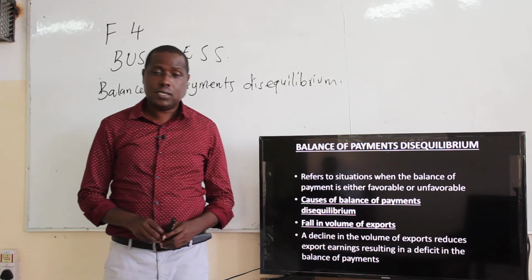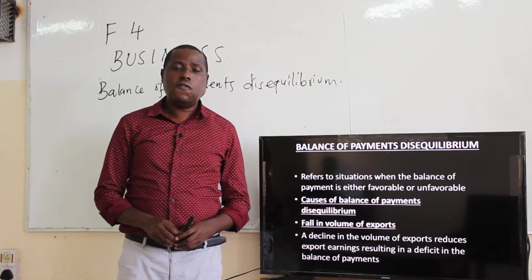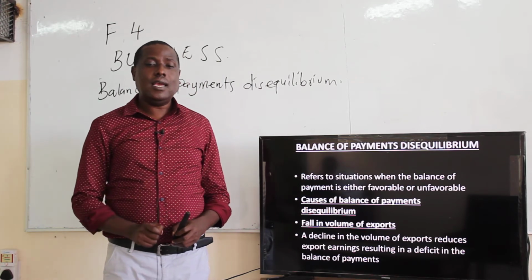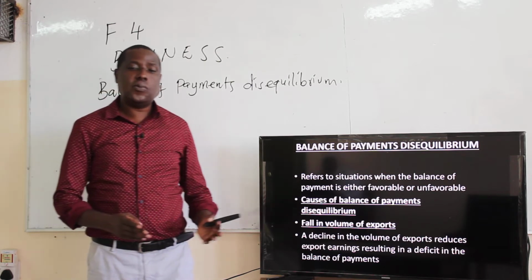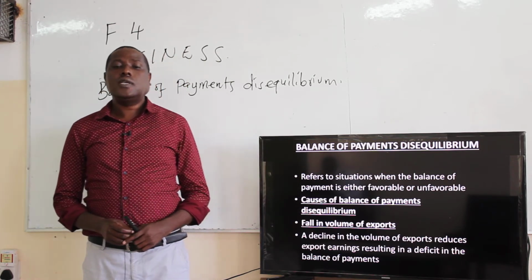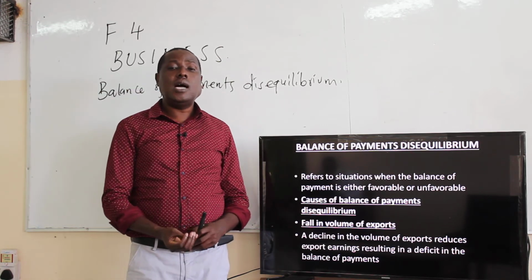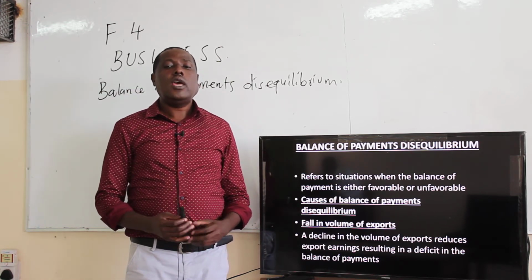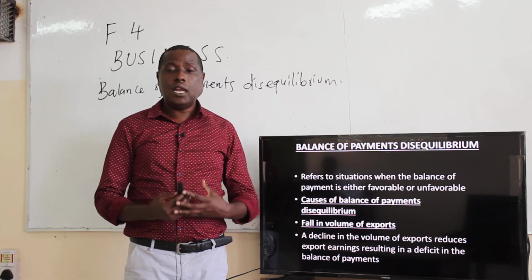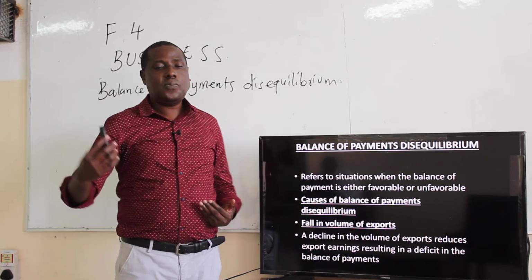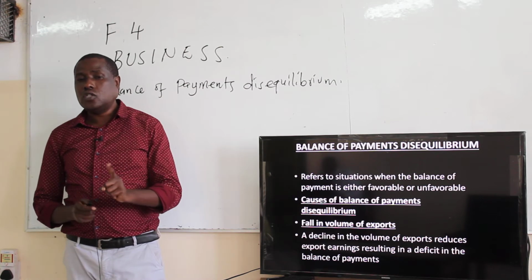What are the causes of this balance of payment disequilibrium? One, falling volume of exports. So when there's a decline in the volume of exports, it reduces the export earnings, which results in a deficit in the balance of payments. So this one becomes unfavorable. The exports are decreasing, meaning we get less money from exports than we spend on imports. So we have an unfavorable situation. That is one cause.